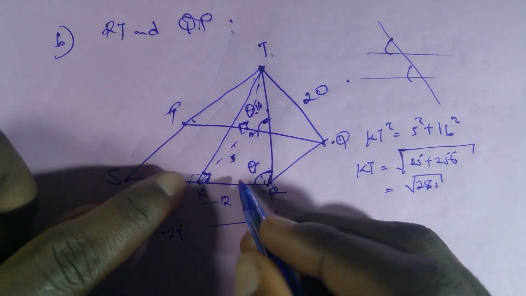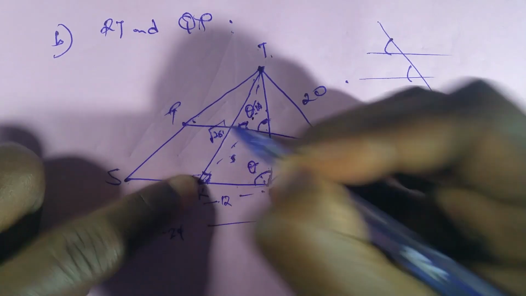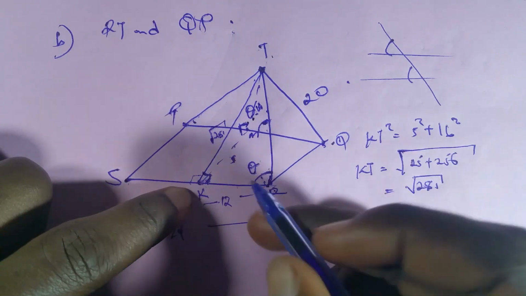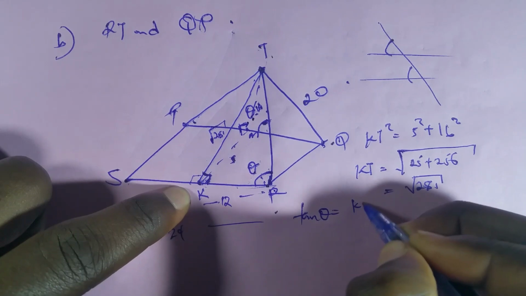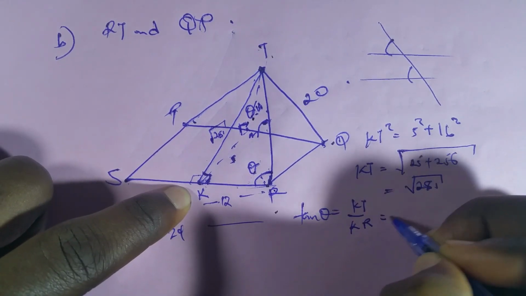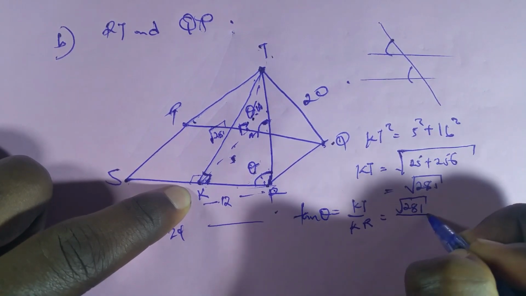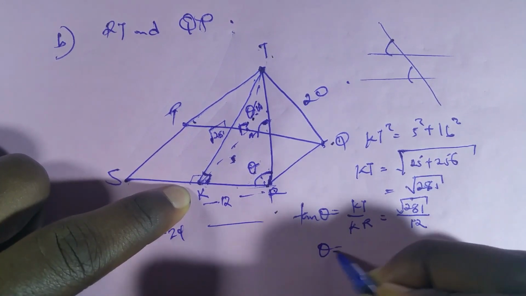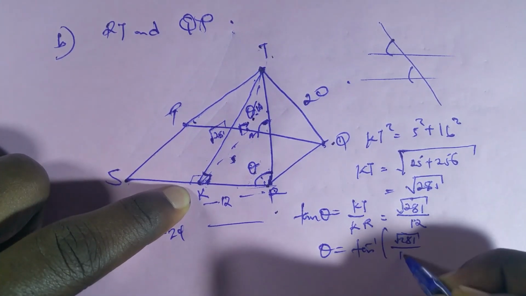Now that we have the whole of KT as root of 281, we can use it. Tan theta is the opposite, which is KT, out of KR. So tan theta equals KT out of KR, which is root of 281 out of 12, since KR is 12. So theta becomes arctan of root of 281 out of 12.